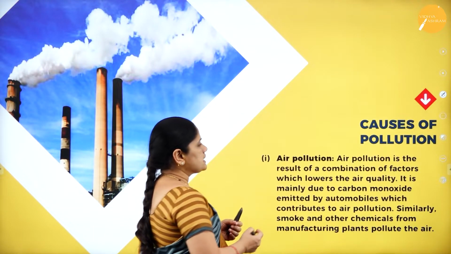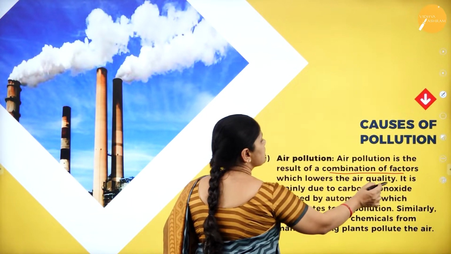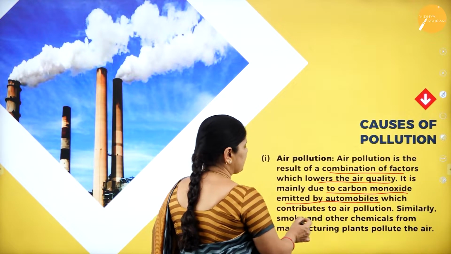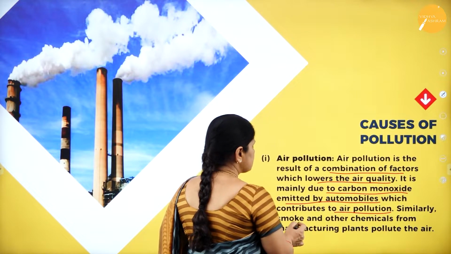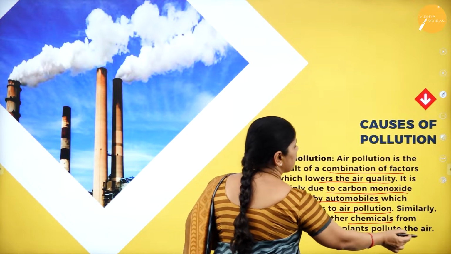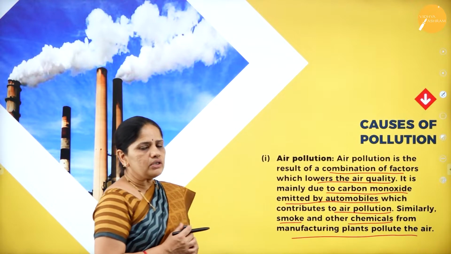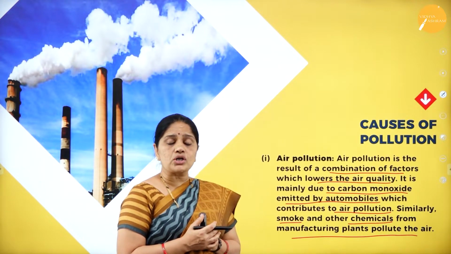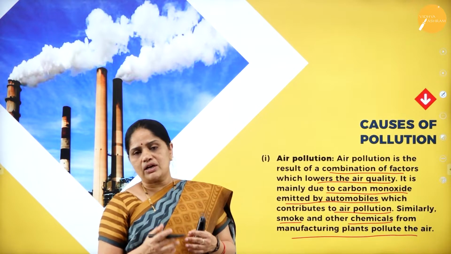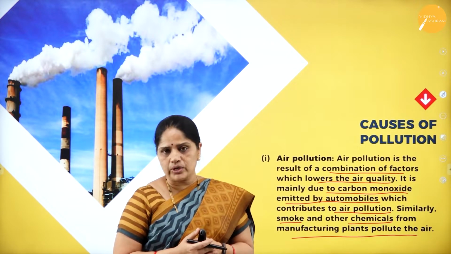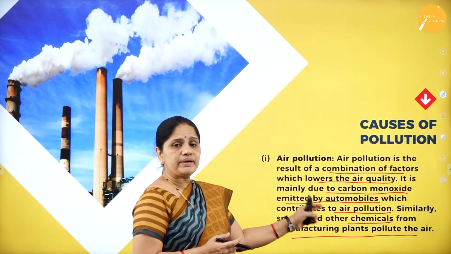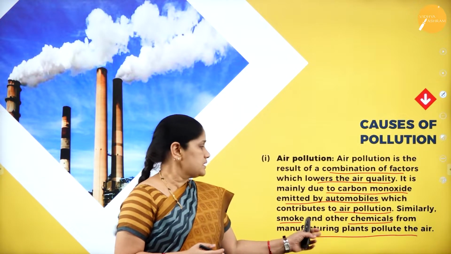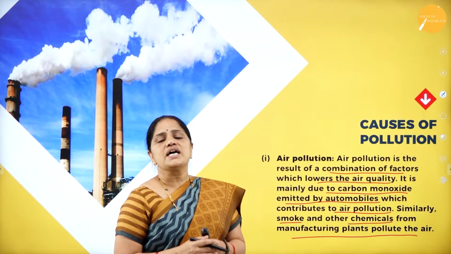Air pollution is the result of a combination of factors which lowers the air quality. It is mainly due to the carbon monoxide emitted by automobiles. Similarly, smoke and other chemicals from the manufacturing plants pollute the air. So the main reason for air pollution is the emission of carbon monoxide by the vehicles. Nowadays we cannot have any transportation without releasing smoke into the air. This smoke given out by the vehicles contains carbon monoxide. Apart from this, we have smoke and chemicals coming from the manufacturing plants, which are polluting the air.